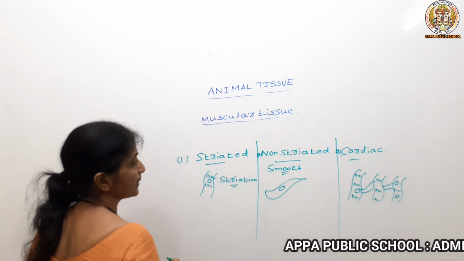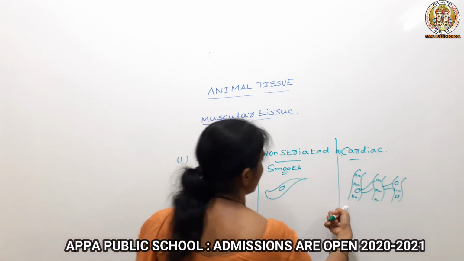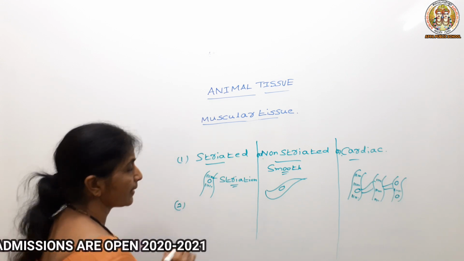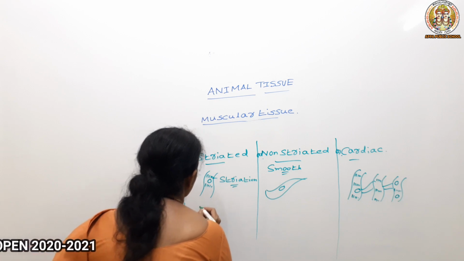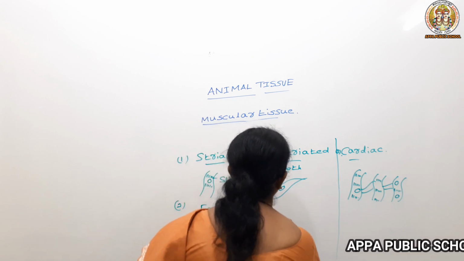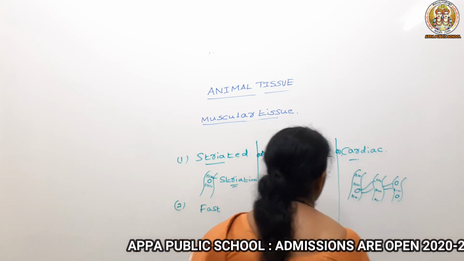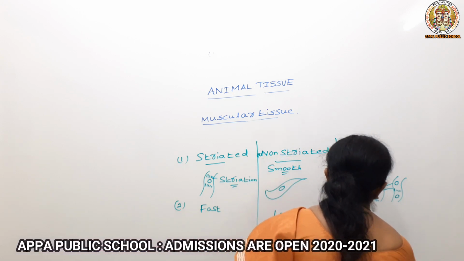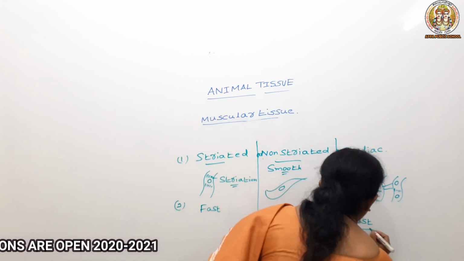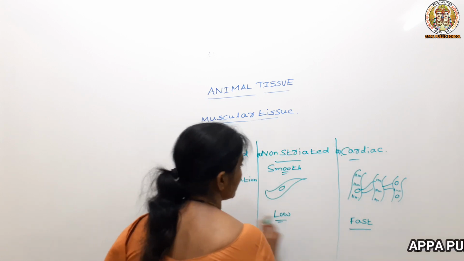So this is the comparison. When we draw, we can observe striations only in the striated and cardiac. Then the second one, the contraction and relaxation. In striated it is also very fast, but in the case of involuntary muscle it is slow compared to the cardiac and the striated muscular tissue. Due to this rhythmic contraction and relaxation, the material can move from one place to another, but it is slow compared to these two.